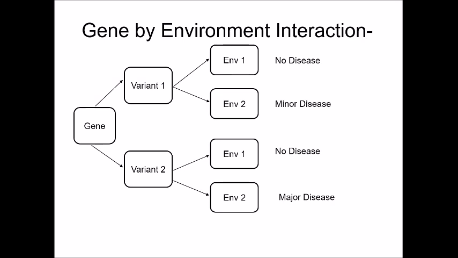Now, the next concept I want to look at is gene by environment interaction. So here we have a gene that has 2 variants. People who inherit variant 1 are exposed to 2 different environments. If they're in environment 1, they're healthy. If they're in environment 2, they get a minor version of the disease. In variant 2, if they're exposed to environment 1, no disease. If they're in environment 2, they get major disease. So environment 2 contributes to the cause of the disease, but the people with variant 2 are much more vulnerable. That is the gene by environment interaction.